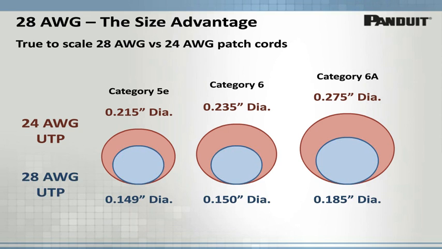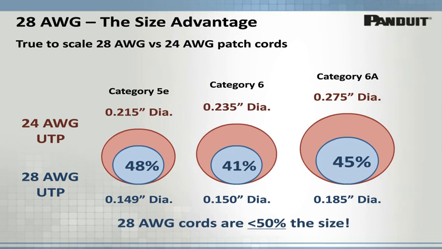Now here are the true-to-scale sizes of available 28-gauge patch cords in comparison, where you can immediately see the advantage in reduced size and reduced patching bulk, with the 28-gauge cords actually taking less than 50% of the space of traditional cords. You can imagine what that can do for your pathway capacities. Next, we'll take a look at what the size advantage means within telecom room and data center racks and pathways.